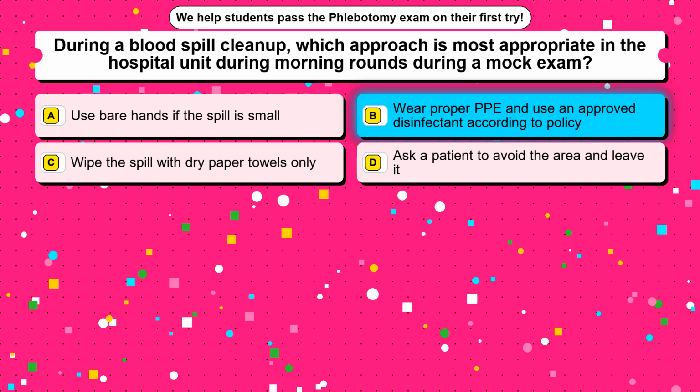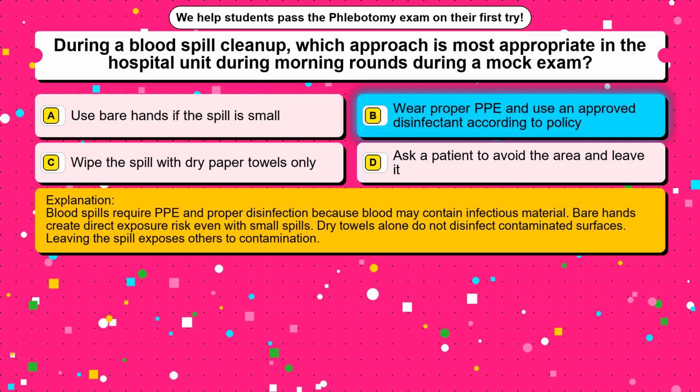The correct answer is option B. Wear proper PPE and use an approved disinfectant according to policy. Blood spills require PPE and proper disinfection because blood may contain infectious material. Bare hands create direct exposure risk even with small spills. Dry towels alone do not disinfect contaminated surfaces. Leaving the spill exposes others to contamination.